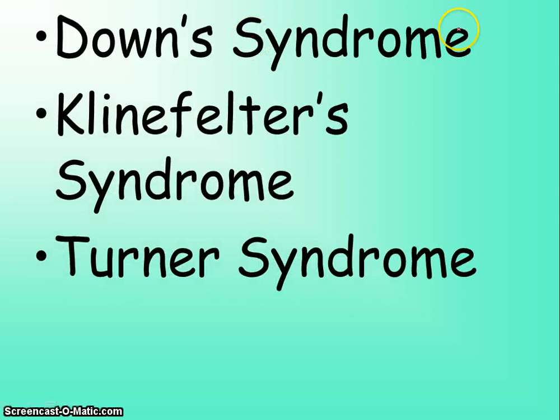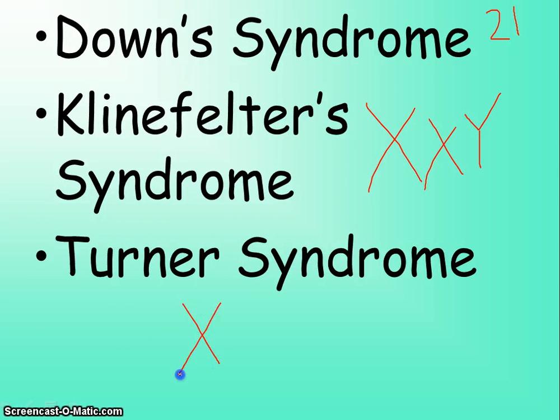Just to review the different types of non-disjunction, these are genetic disorders that we will be talking about. Down syndrome is called trisomy 21 because it has 3 chromosomes at the 21st position. Klinefelter's is XXY, which is a male, but it has an extra X, so it's very feminine. They will have breasts and a higher pitched voice.